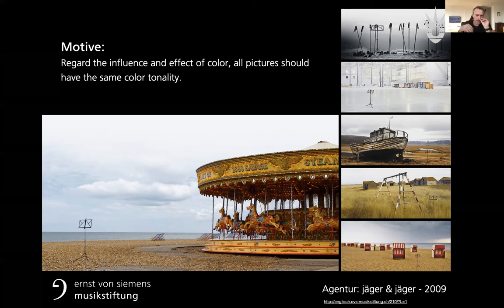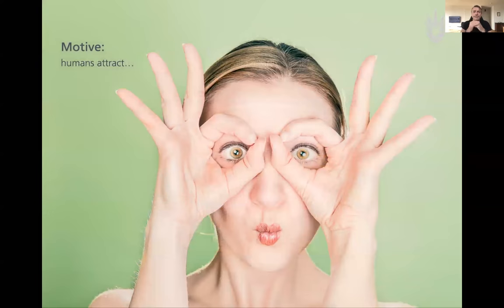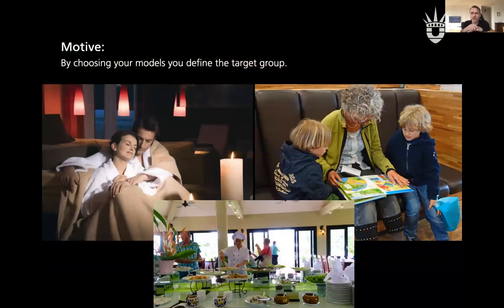Of course, you also have to work with people, because people attract. And if somebody looks at you, you have to look back. That's every time. And that means when you can use people for attraction, use it. But here, too, we have traps, because when you choose models, you define your target group. A good example here is hotels. When you have a hotel and you have customers, they want to have this situation here. They don't want to see this situation.